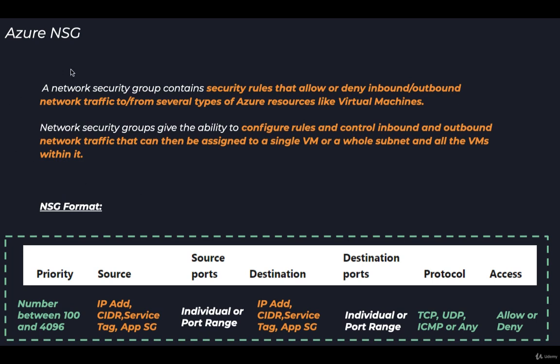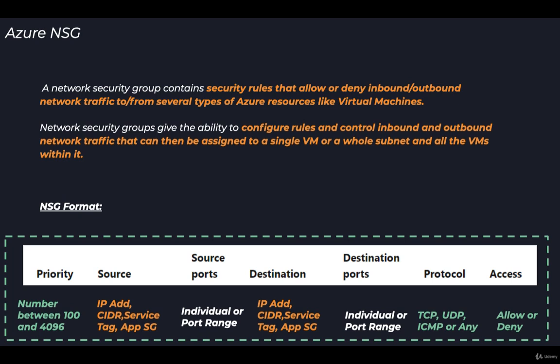So what is Azure NSG? A network security group contains the security rules that help you to allow or deny inbound or outbound traffic from various resources like your virtual machines or your application service groups, or let's say from certain CIDR ranges. And NSGs give you the ability to configure rules and control the traffic which is coming to your applications or to your virtual machines, or the traffic which will go out from your virtual machines.